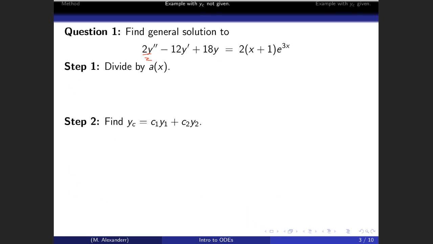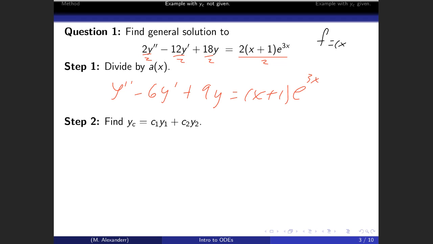And then in this case, we're going to divide by 2 everywhere. And so we get y double prime minus 6y prime plus 9y is equal to x plus 1 e to the 3x. And now we do need to identify a few things here, okay? So we want to identify that the f is equal to this x plus 1 e to the 3x. Okay, so we need to identify that. And then we could identify the p and the q, which here's the p and here's the q function.